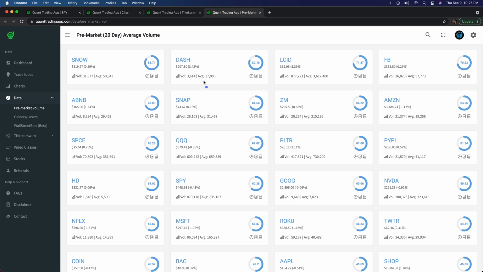And what we can see right here is this is for today. This is the average volume for Snow. This is the average volume for Dash for the past 20 days. And right here was today's pre-market volume. The pre-market volume for Dash was 31 and so forth.